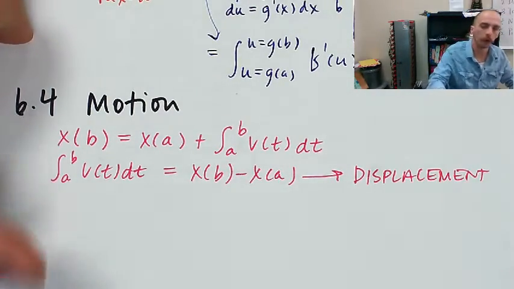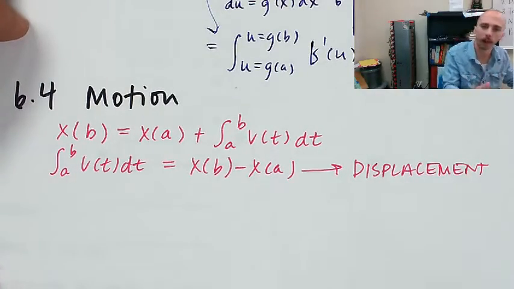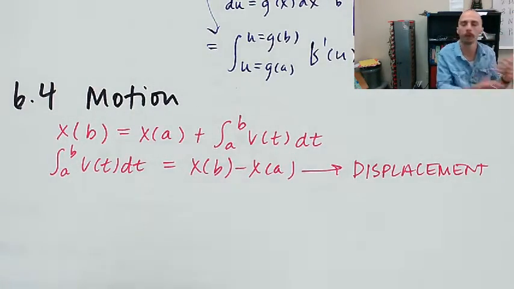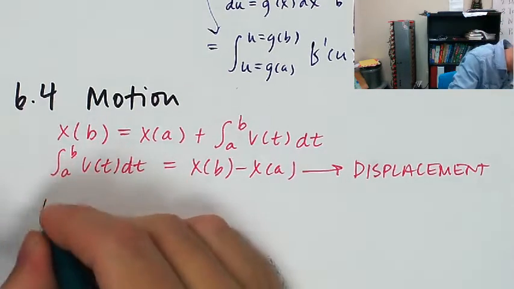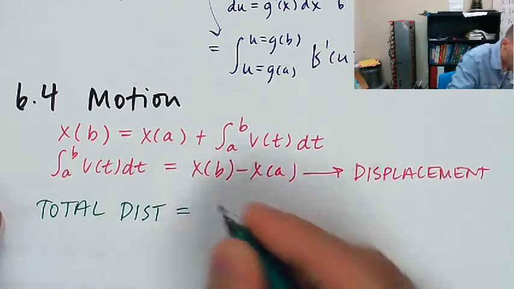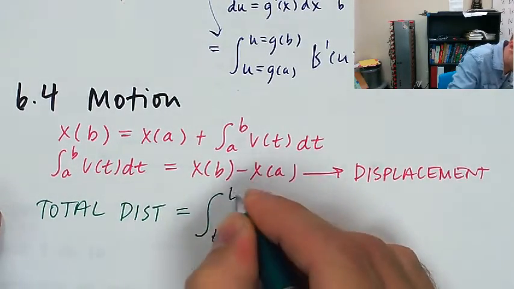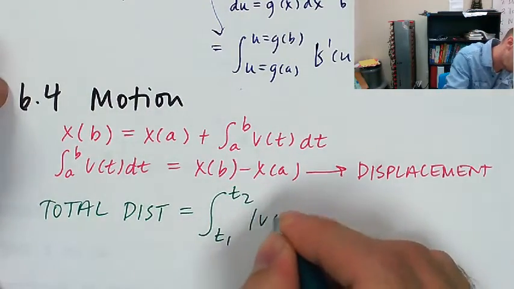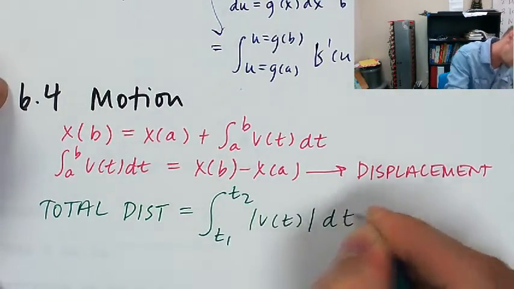Then we also need to know the formula for total distance traveled. Total distance traveled doesn't care if we're going backwards or forwards. We don't want to be adding up negative velocities to make it seem like we're going less distance. Everything needs to be positive, so for total distance, we're going to integrate between two time values that are going to be given to you as part of the question. We're going to integrate the absolute value of velocity.